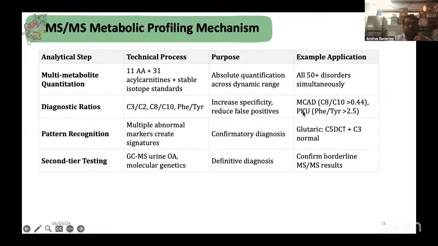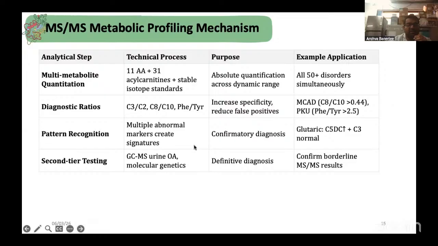In PKU, phenylketonuria, if the phenylalanine to tyrosine ratio is more than 2.5, then the person might have a chance of having phenylketonuria, which can be easily detected. Pattern recognition: multiple abnormal markers create signatures which can be used for confirmatory diagnosis, such as glutaric acid, the C5DC. When it shoots up, it can help in understanding the condition.